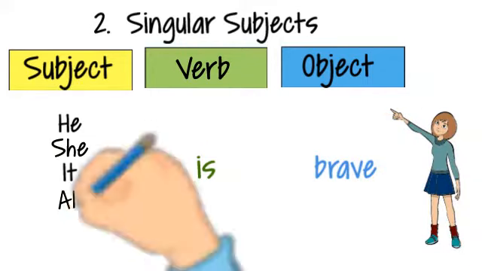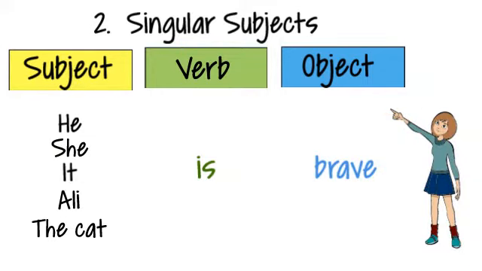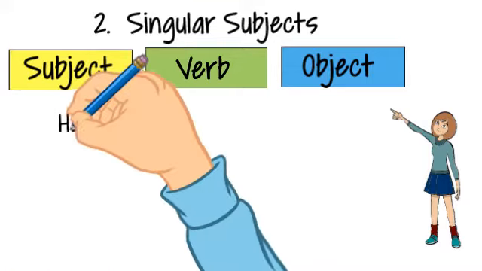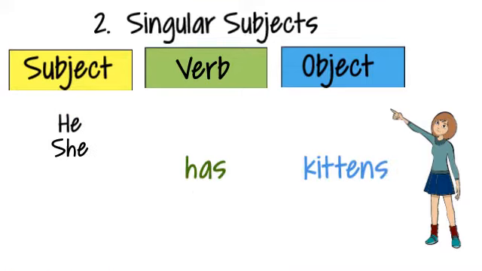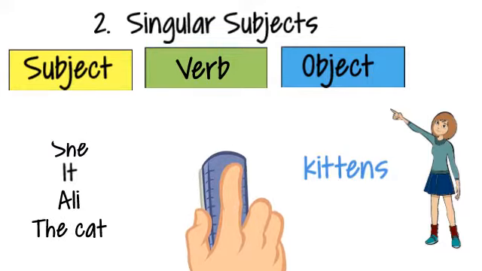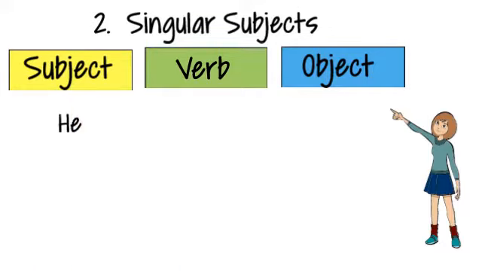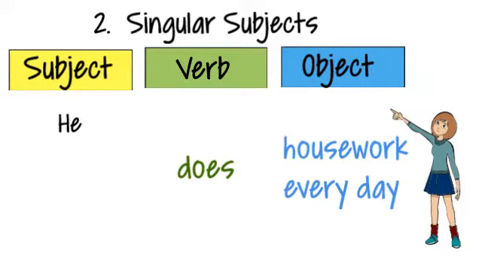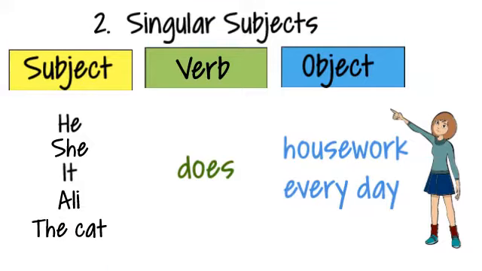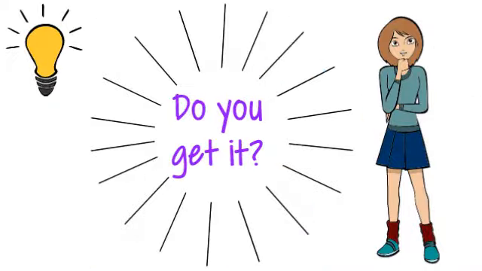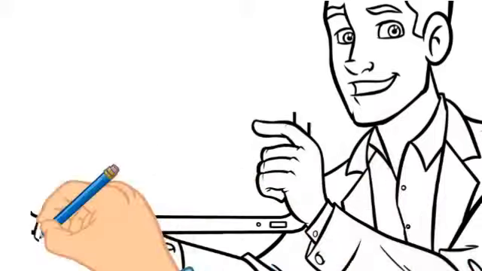He is brave, she is brave, it is brave, Ali is brave, the cat is brave. He has kittens, she has kittens, it has kittens, Ali has kittens, the cat has kittens. He does housework every day, she does housework every day, it does housework every day, Ali does housework every day, the cat does housework every day. So, do you get it?